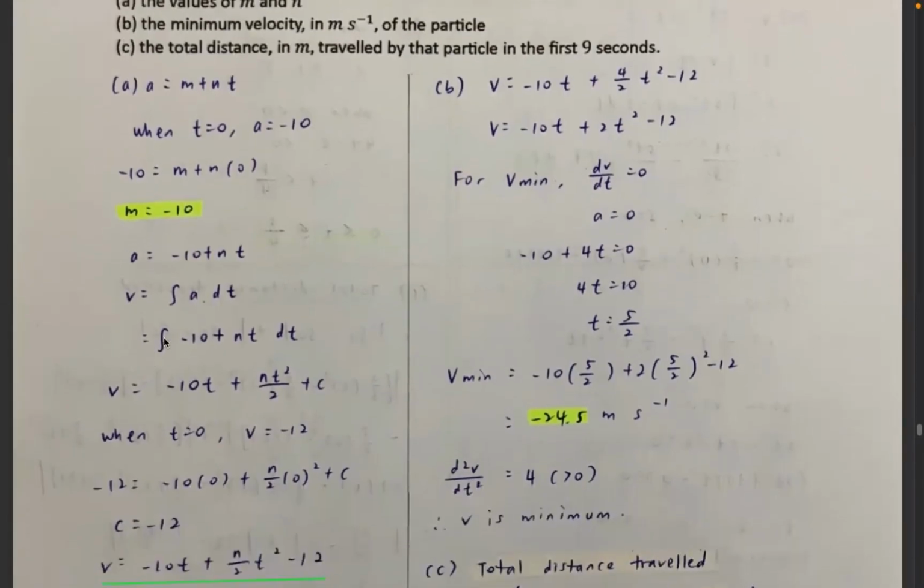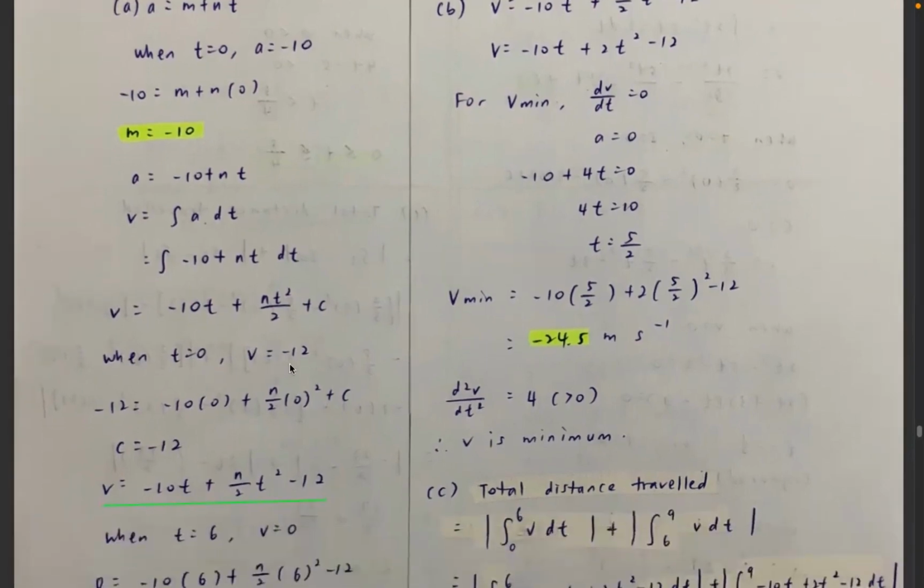So V equals the integral of -10 plus nt dt. After we integrate, there is a c here, so we do substitution. Just now we identified already that when t equals 0, V equals -12. So for V we sub -12, for t we sub 0. So we have the answer c equals -12. So this is our velocity function.